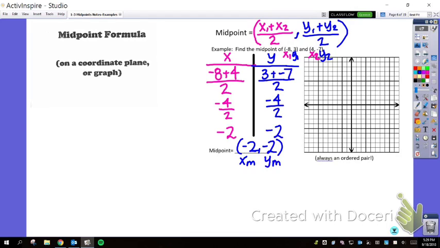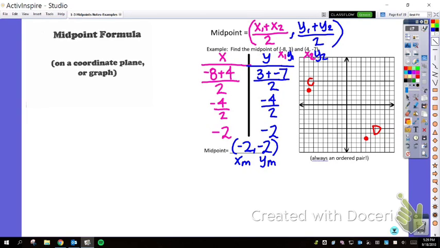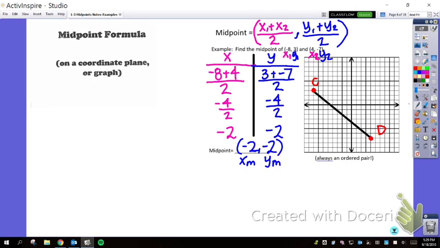Now, if we had this on a graph, we can do a couple of different things. So our points are at -8, 3. We're going to call that point C for a minute. And 4, -7. I'm going to call that point D. So if we connect those points together, then we can see that the middle of that line is probably going to intersect in quadrant 3 right here. Remember we have quadrant 1, quadrant 2, quadrant 3, and quadrant 4.